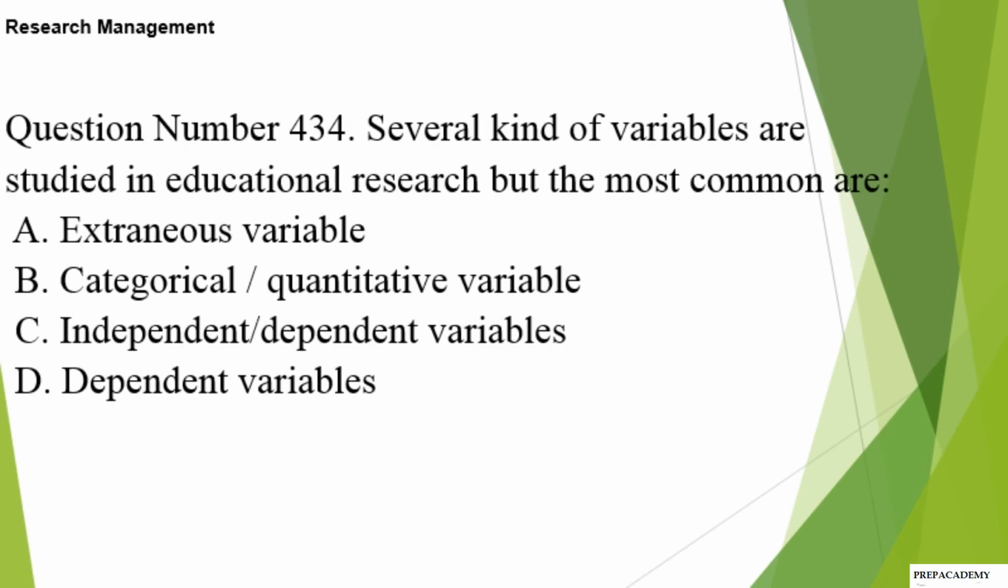Kind. Question number 434. Several kinds of variables are studied in educational research, but the most common are A. Extraneous variable, B. Categorical/quantitative variable, C. Independent/dependent variables, D. Dependent variables. The correct answer is option C.